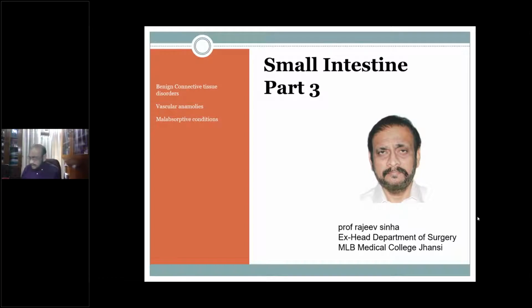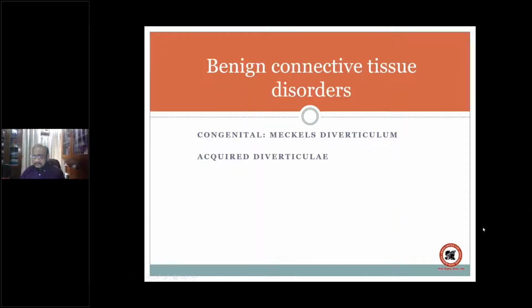Okay, so continuing from where we finished last time, we'll be talking about the congenital and the acquired diverticula of the small bowel. The congenital, as we all know, is the Meckel's diverticulum.